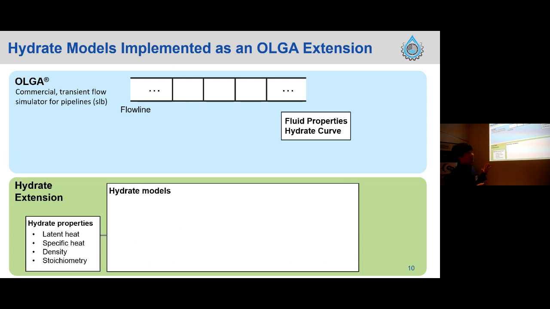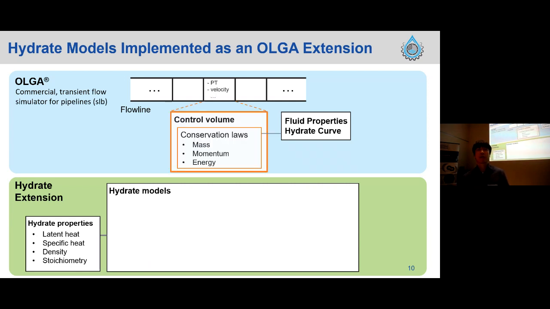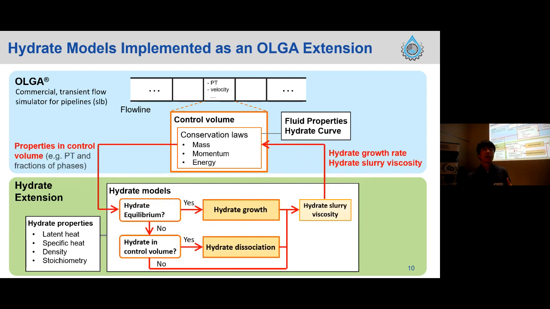And this schematic shows the relationship between the OLGA simulator and our hydrate extension. As you may know, the OLGA flow simulator divides each flow line into finite control volumes and calculates the properties in each control volume considering the conservation laws. And if the extension is integrated into a flow simulation, OLGA calls the extension during this calculation. And when calling, it passes properties of control volumes to the hydrate extension.